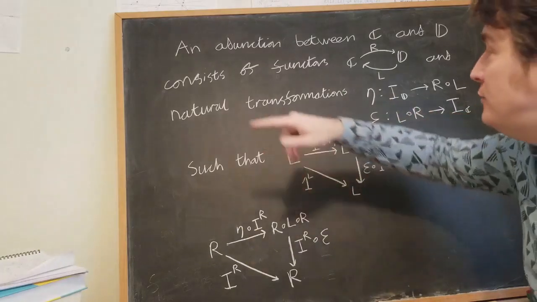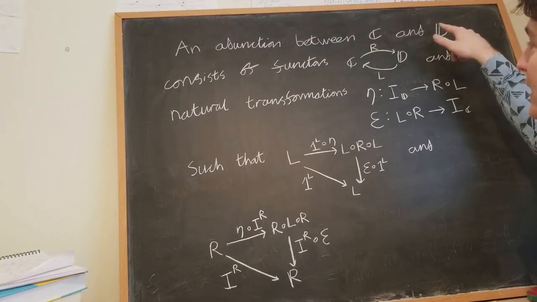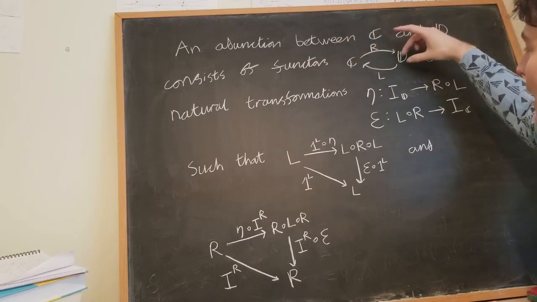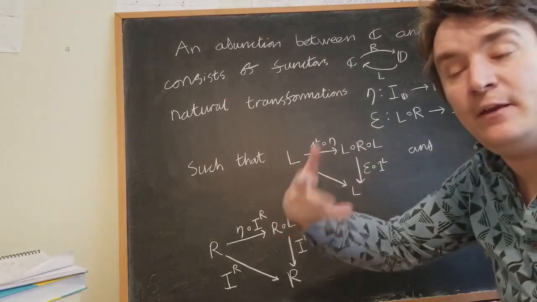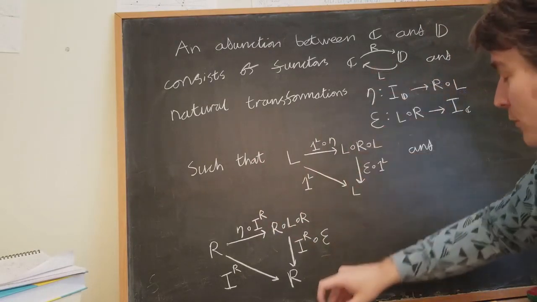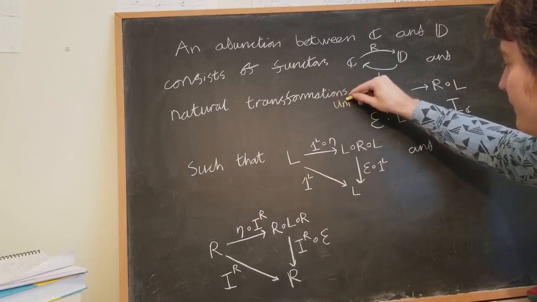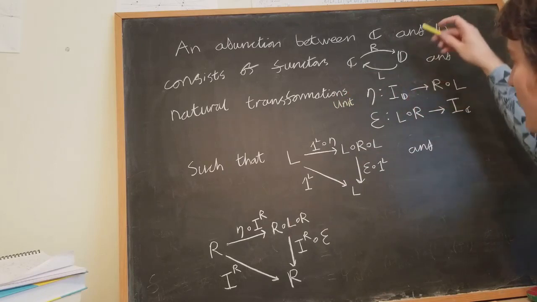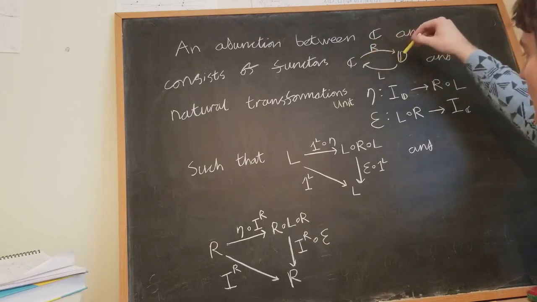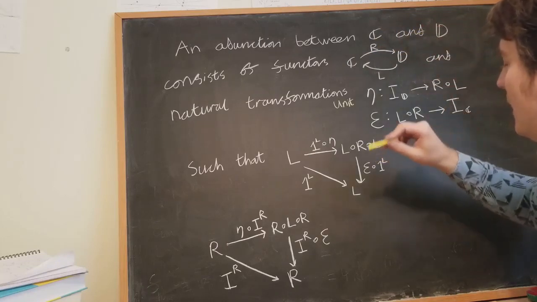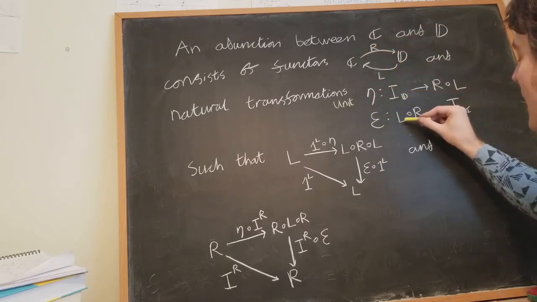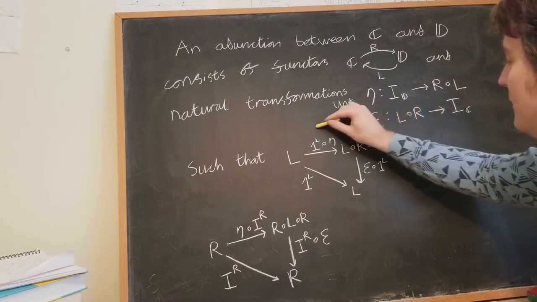So, okay, an adjunction between these categories C and D consists of functors. So we have a functor R from C to D and a functor L from D to C. Now, the other thing we need is these natural transformations. So we have this natural transformation here, which we call the unit, and that's going to be a natural transformation from the identity functor of D to this functor R after L, which goes from D to itself. The other thing we need is this natural transformation here, which is involving C, and that goes from L after R to the identity functor of C, and this is called the co-unit.